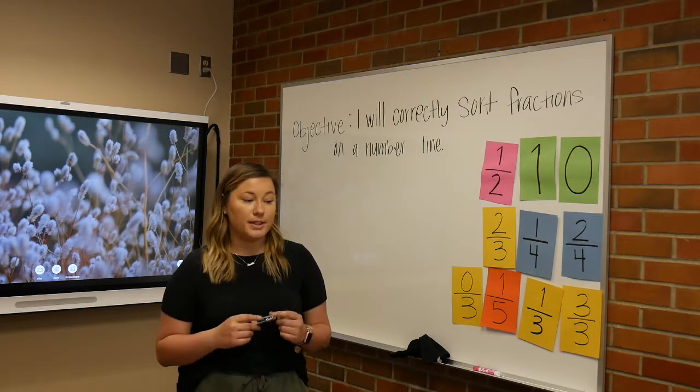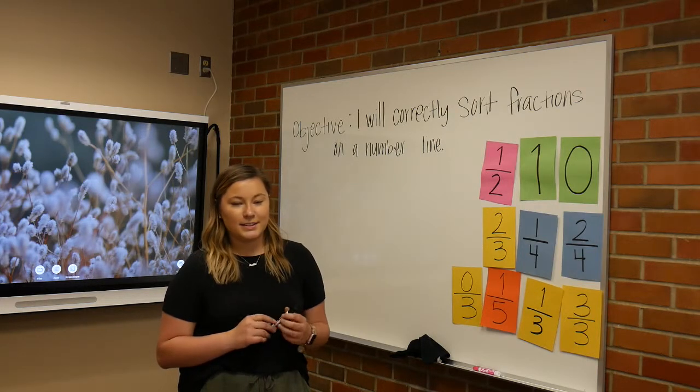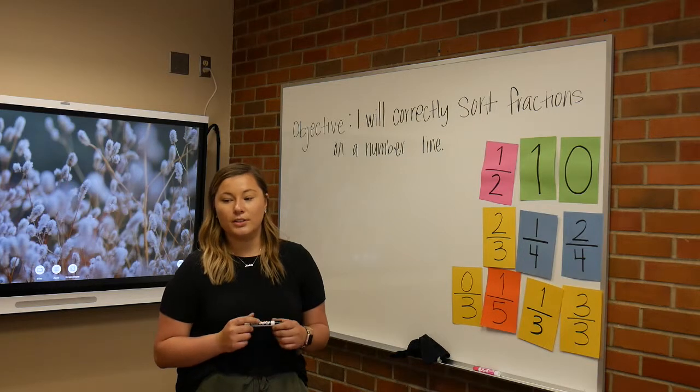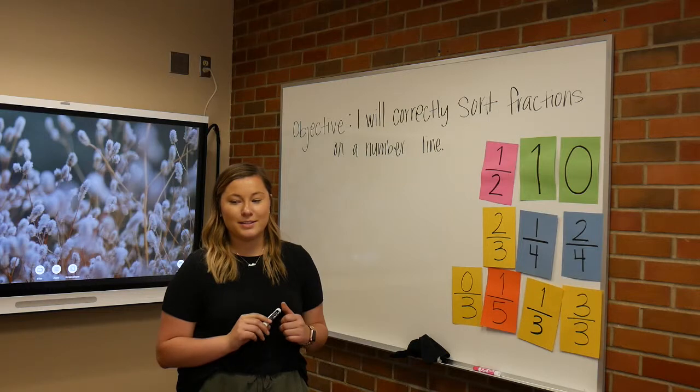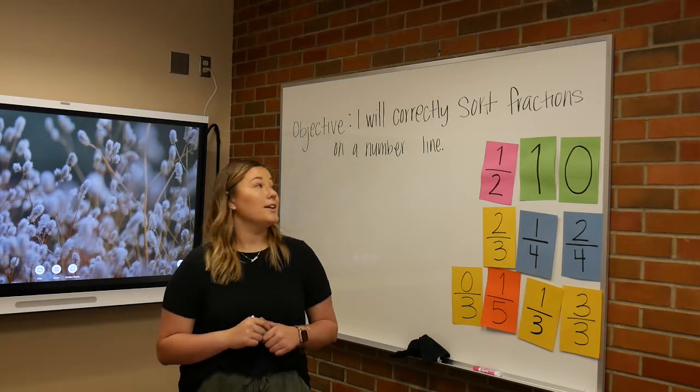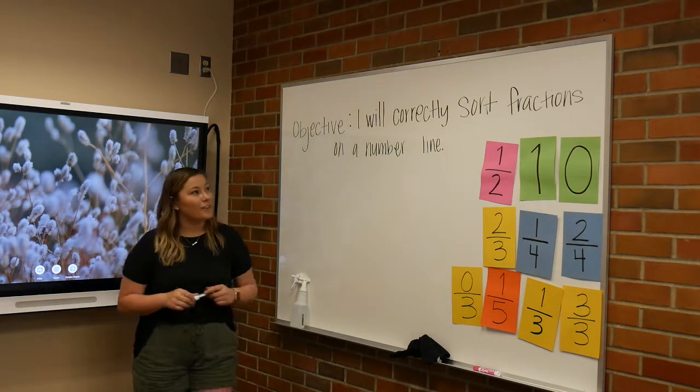Do you guys have any ideas on what a number line is? It goes in order. Smallest to biggest. Can it go from biggest to smallest? Yes. Okay. Perfect. I liked all those answers and all of you guys thinking.